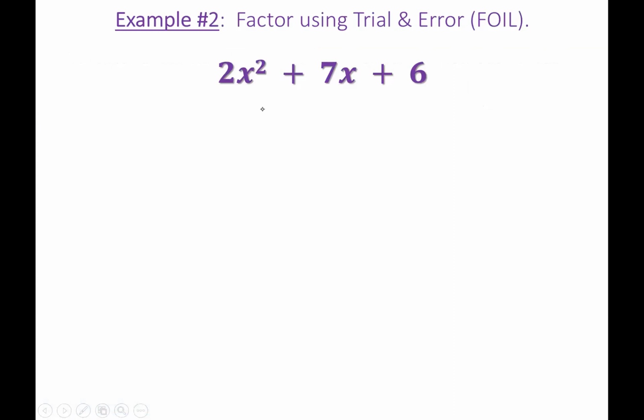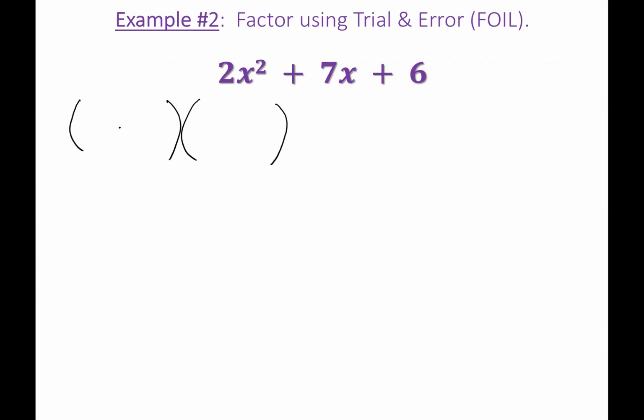2x squared plus 7x plus 6. So our directions, we're going to factor using trial and error, otherwise known as FOIL. Okay, so there's a nice blank page in front of us, not as many hints along the way. So the first thing we're going to do is set up some parentheses like we did before. So it's kind of our two binomials.